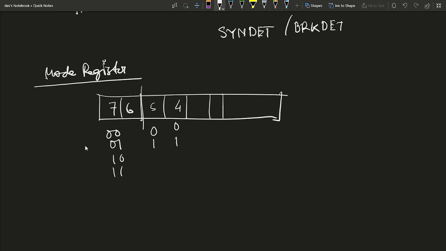And these 2 bits determine the total character length. If this is 00, then 5 bits. If this is 01, this is 6 bits. If this is 10, this is 7 bits. And if this is 11, this is an 8-bit character.